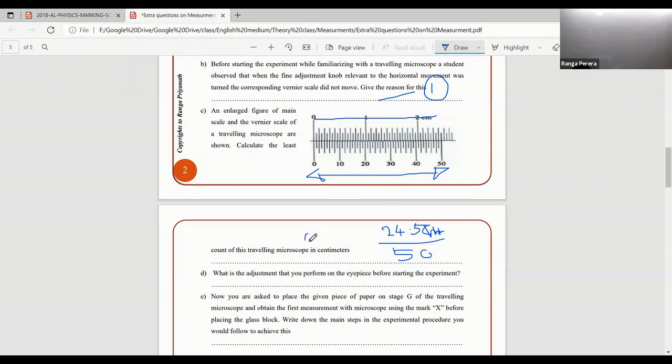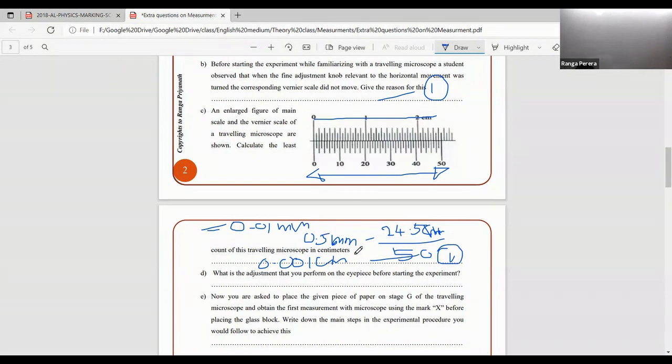How to find the least count? 0.5 millimeter is the length of a main scale division, minus the length of a vernier scale division. When you simplify that, you would get something like 0.01 millimeter. But what they want is the answer in centimeters, so it is 0.001 centimeter. If your answer is correct, you get 1 mark.